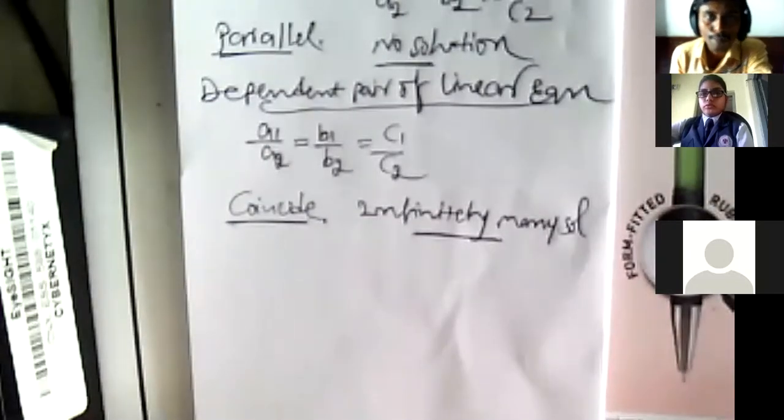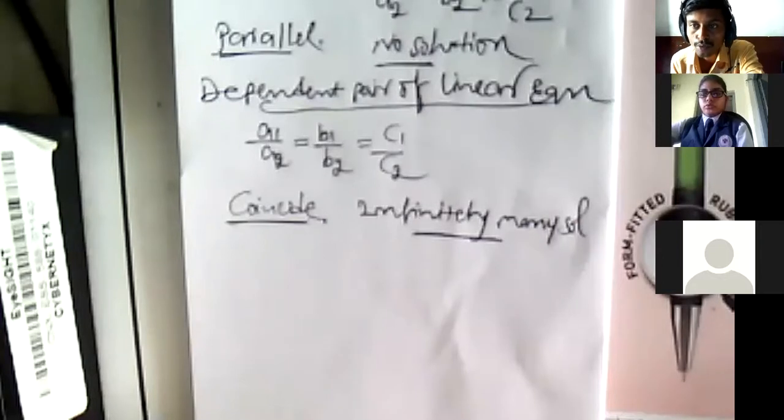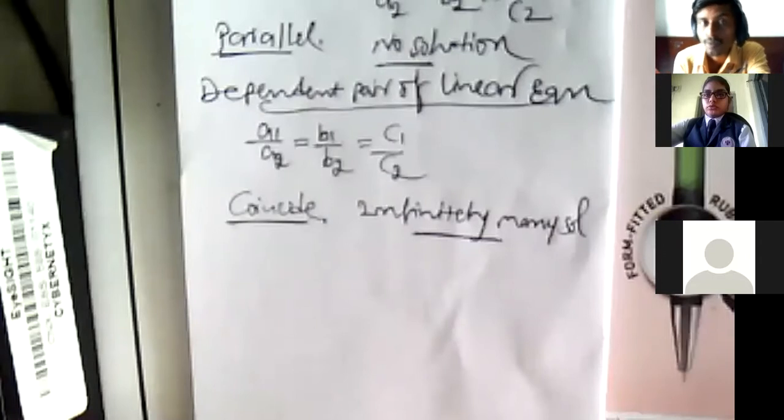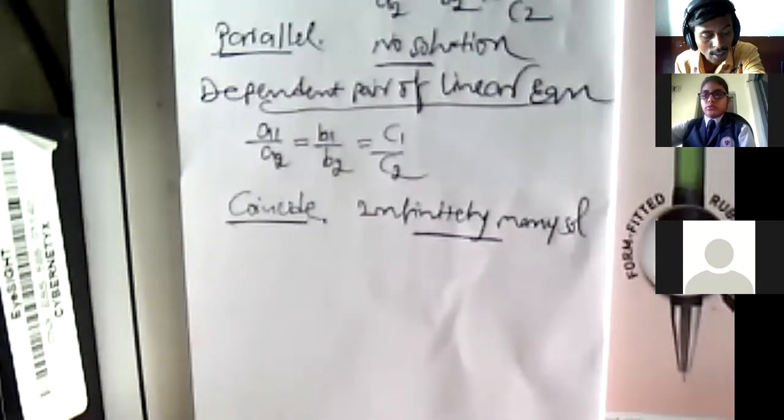See, in the heading, they are already given: on comparing the ratios. Which ratios do we have to compare? A1 by A2, B1 by B2, C1 by C2. Just by comparing these ratios, we have to find out whether the given equations are intersecting at a point.